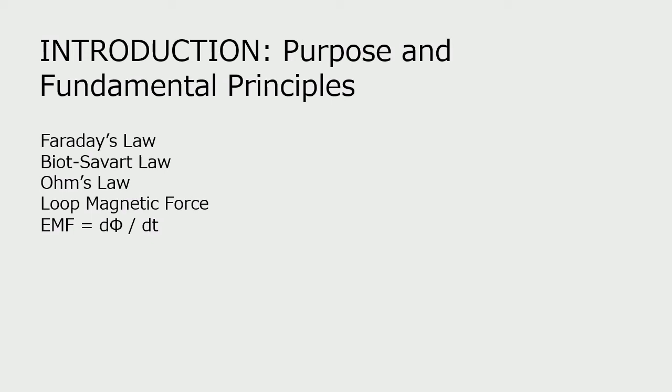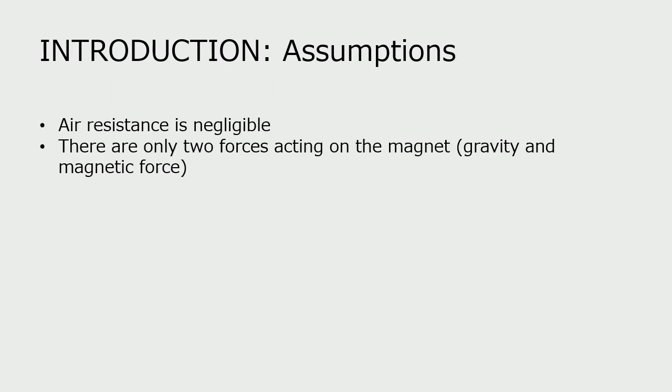For this lab, we'll need to know Faraday's law, Biot-Savart's law, Ohm's law, the loop magnetic force, and that EMF is equal to the change in flux over the change in time. It's the differential form. We'll assume that air resistance is negligible and that there are only 2 forces acting on the magnet, being gravity and the magnetic force.